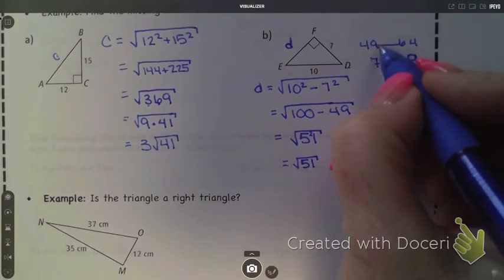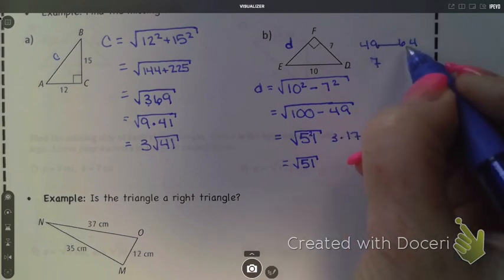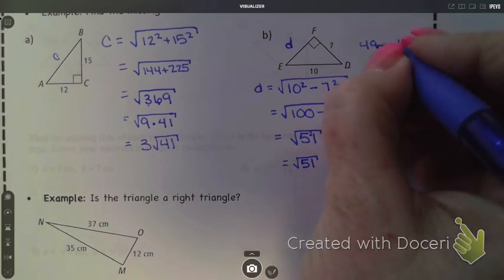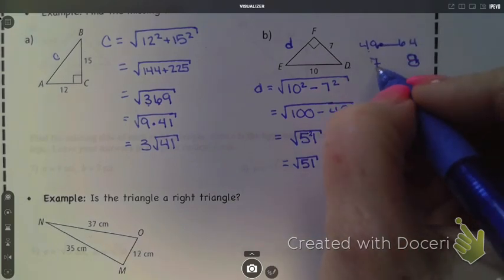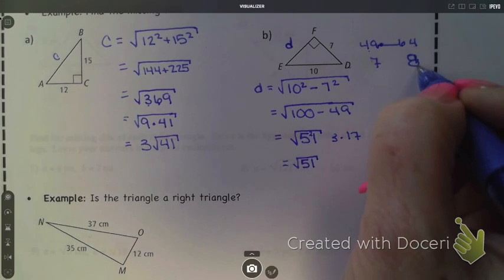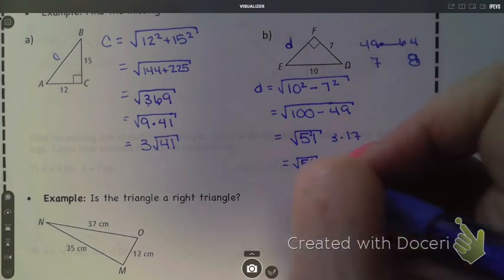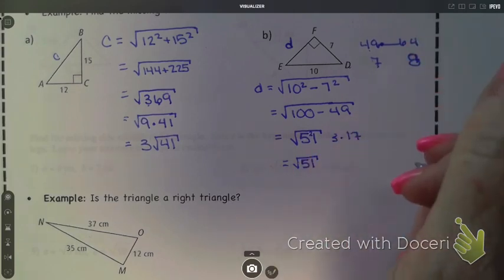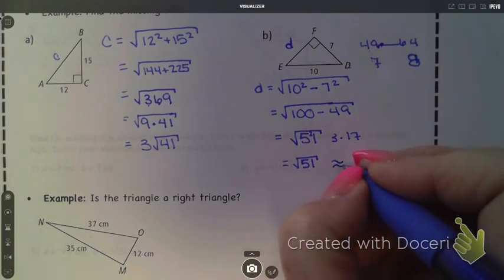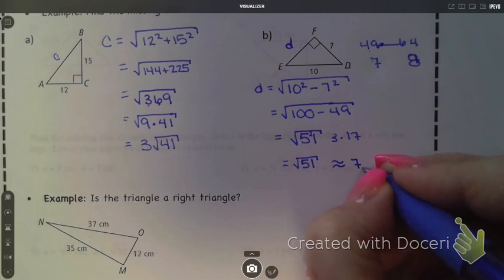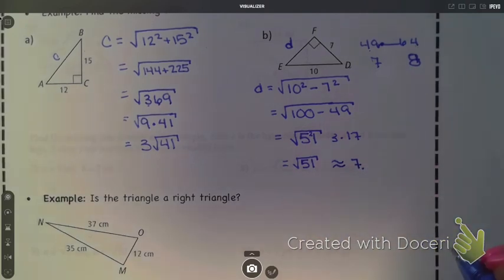Is it closer to 49 or closer to 64? 49. It's really close to 49, isn't it? So if the square root of 49 is 7, the square root of 64 is 8, what do you think the square root of 51 is? 7.3. Anybody else? 7 point what?